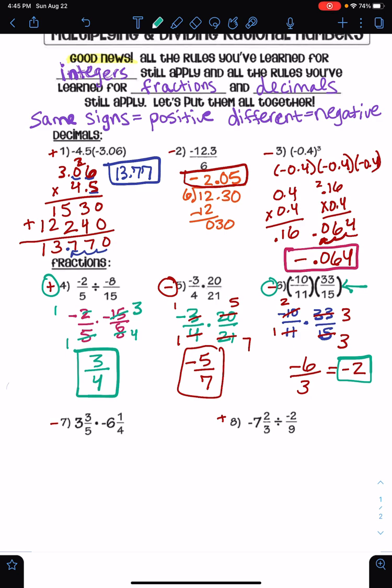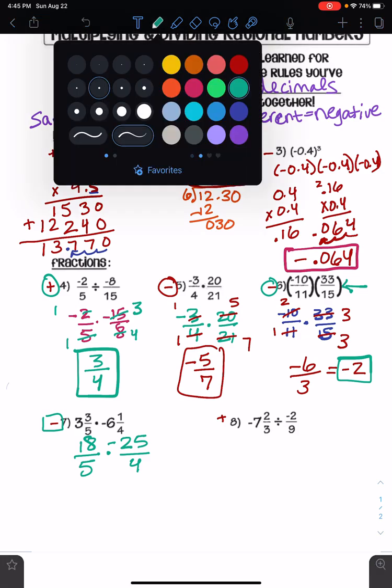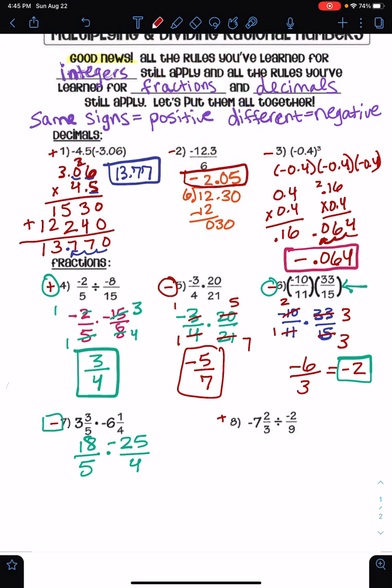All right, quick refresher on mixed numbers. Let's change these to improper fractions first. So 3 times 5 is 15, plus 3 is 18. And then 6 times 4 is 24, plus 1 is 25. We keep the denominators the same. This is the negative, but I already know my answer is going to be negative. So let me find ways that I can cross cancel.